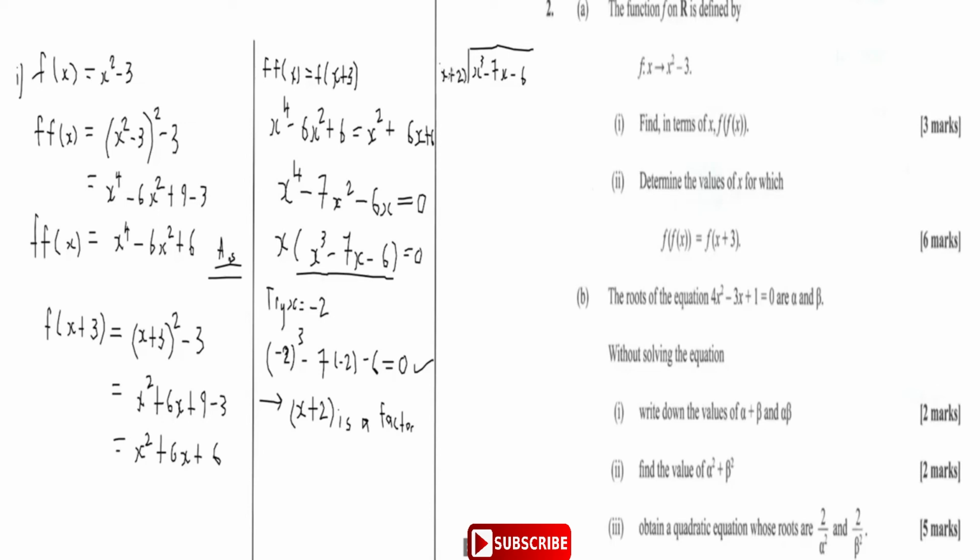So x plus 2 into x cubed: x into x cubed leaves x squared. Then x times x squared is x cubed, and x squared times 2 is 2x squared. We're going to do the subtraction now. x cubed minus x cubed cancel, and so we get minus 2x squared minus 7x.